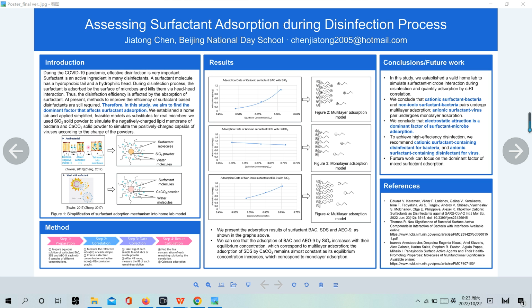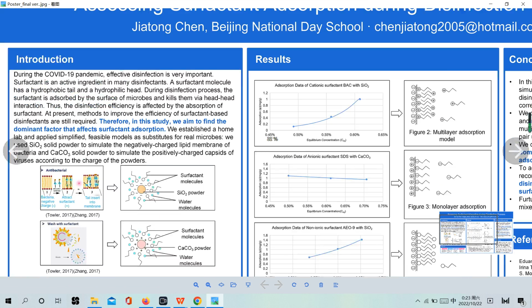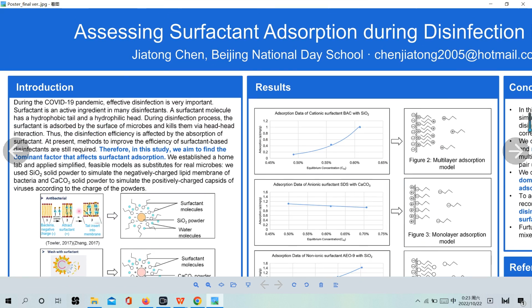Today, I would like to present the poster of my research assessing surfactant absorption during disinfection process. First of all, I would like to introduce the background and purpose of my study.